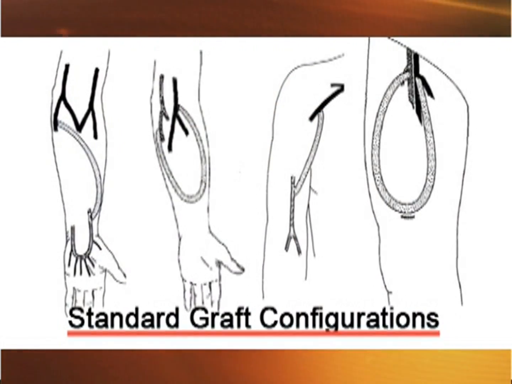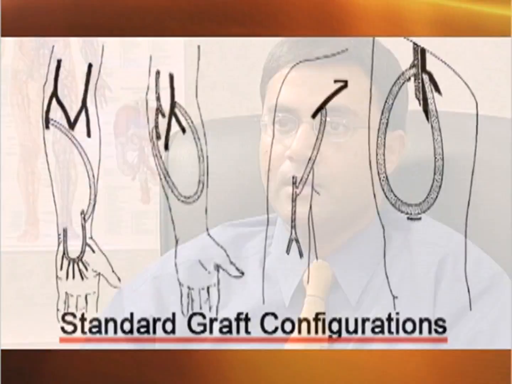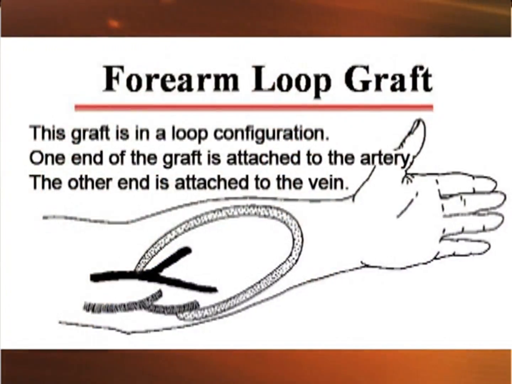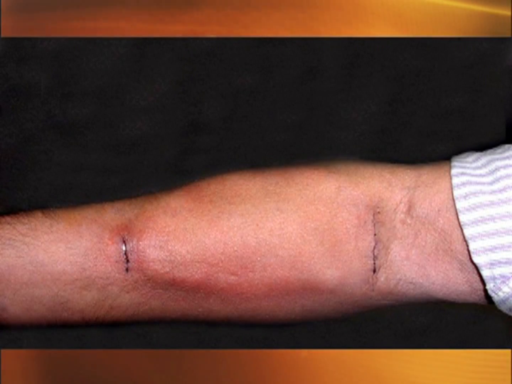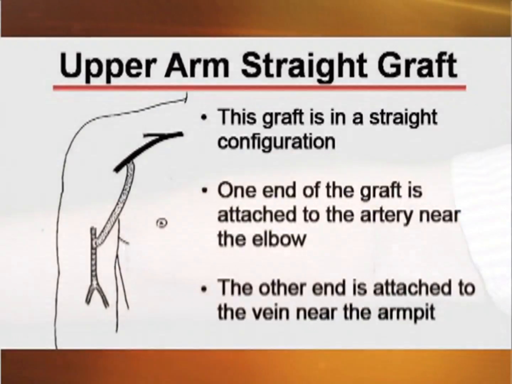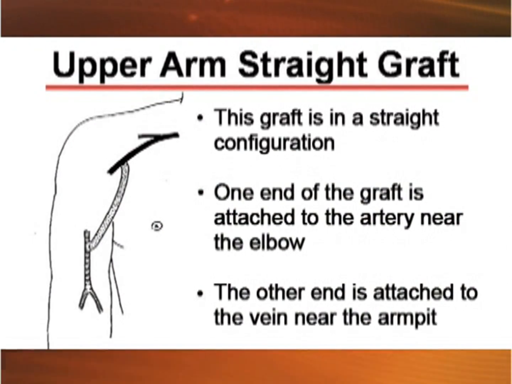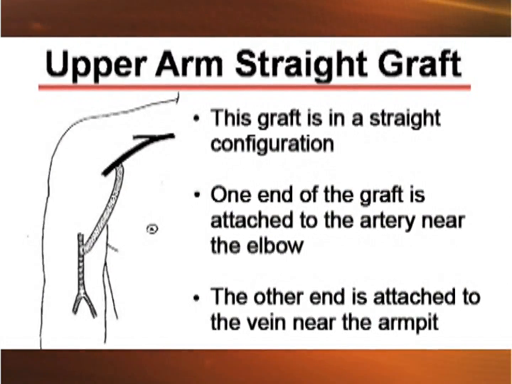Sometimes a person's veins are not suitable for creation of a fistula. In this instance, instead of a fistula, the surgeon will create a graft. A graft is a tubular structure usually made from synthetic material. One end is attached to the artery and the other end is attached to the vein. The graft can be placed in either the forearm or the upper arm. Grafts tend to clot more often than fistulas and usually do not last as long as fistulas.